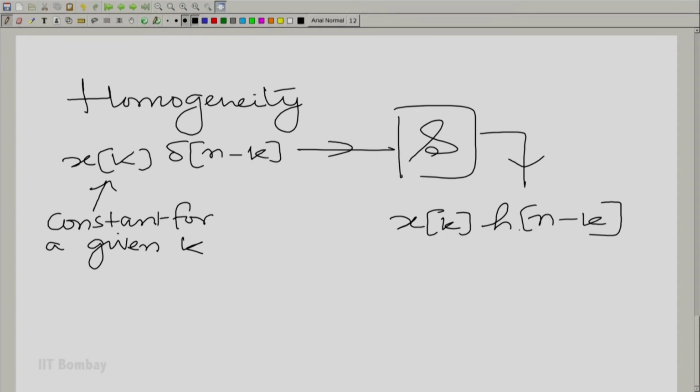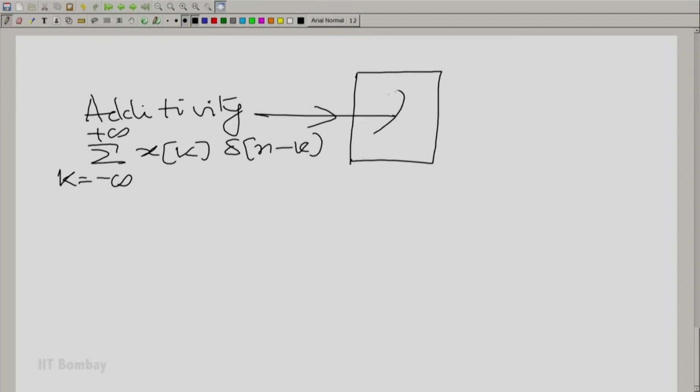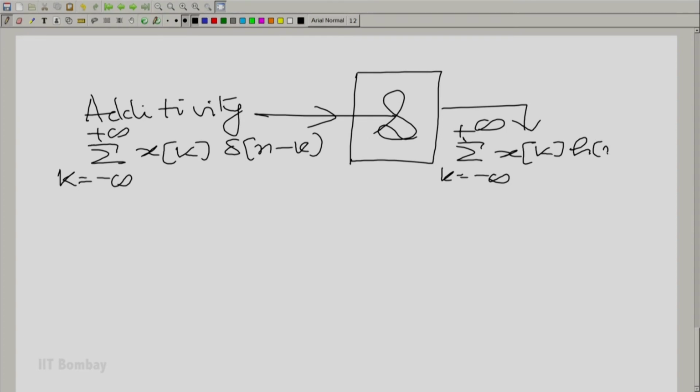And finally, I invoke the property of additivity, and that tells me that when I add over all k, k going from minus to plus infinity, x[k] delta[n - k], the same thing should happen at the output. So, I should get the summation over k from minus to plus infinity of x[k] h[n - k]. And what is really this particular expression that we have here? This is essentially x[n].